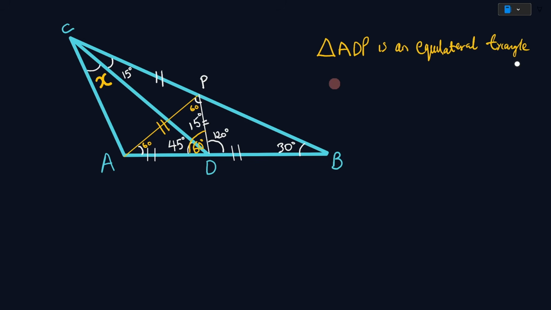That means the side length AP is equal to AD, which is also equal to DP. They are all equal. Don't forget that we have this here to be 30 degrees also. The next step, which is step 4, we need to find angle APC. This very angle, we need to find this very angle APC.